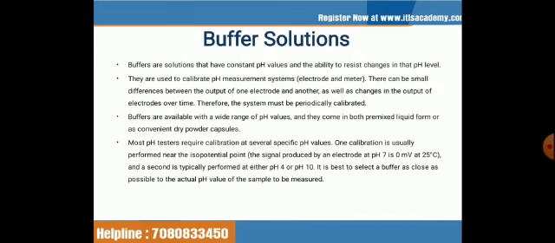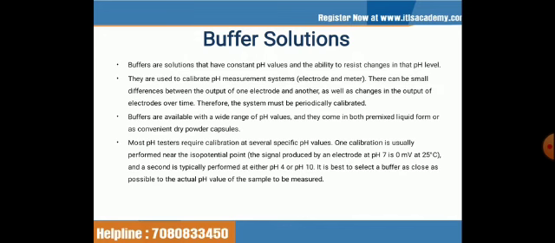Buffers are available with a wide range of pH values, and they come in both pre-mixed liquid form or as convenient dry powder capsules. If you are getting the dry powder capsules, then you have to dissolve that capsule in deionized water or distilled water up to 100 ml. Dissolve it and make it a buffer solution of that particular pH.